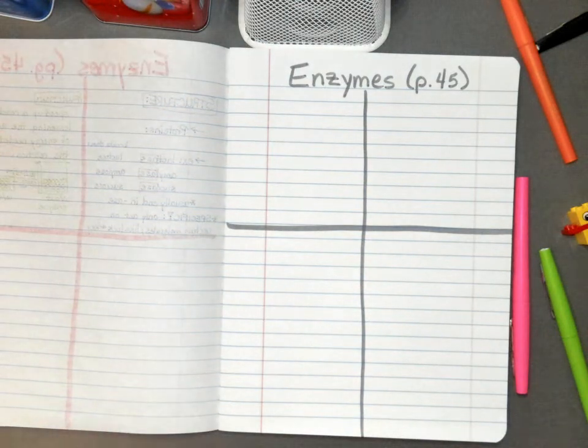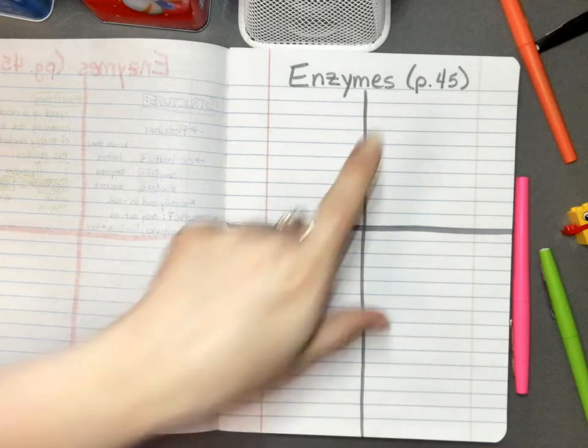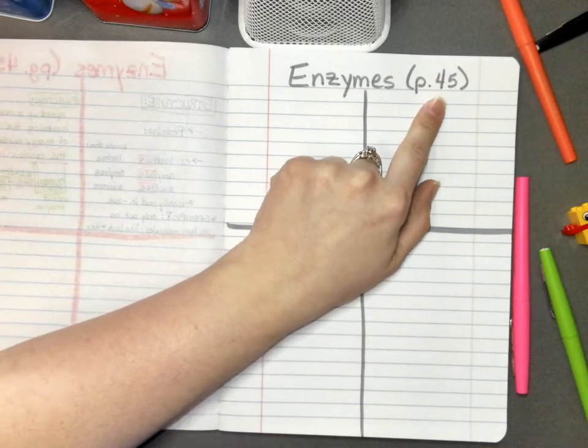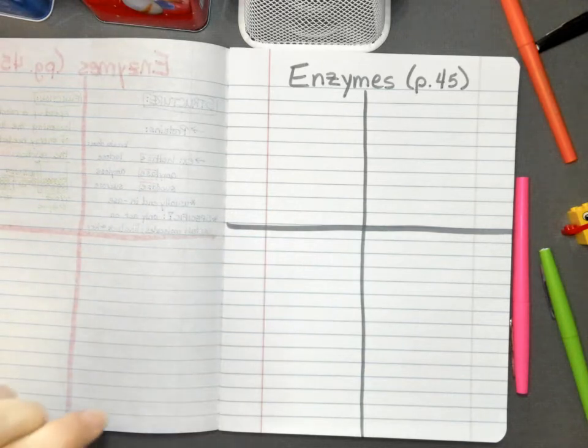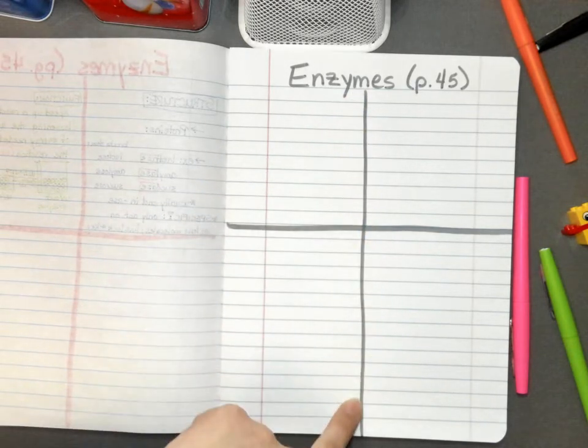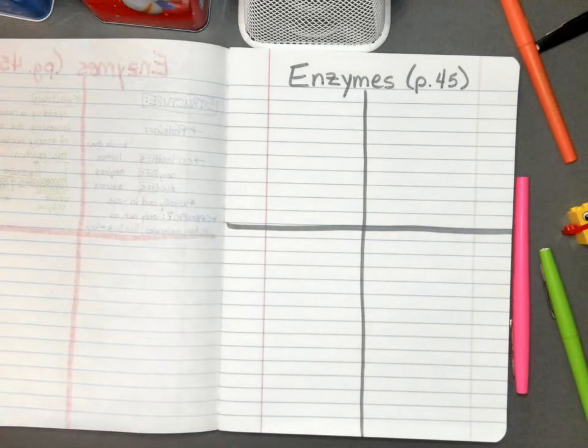Hi, this is Miss Morgan, and in this video we're going to talk about enzymes. So on page 45 in your interactive notebook, go ahead and title that Enzymes. Don't forget to update your table of contents, and then draw this foursquare on page 45.